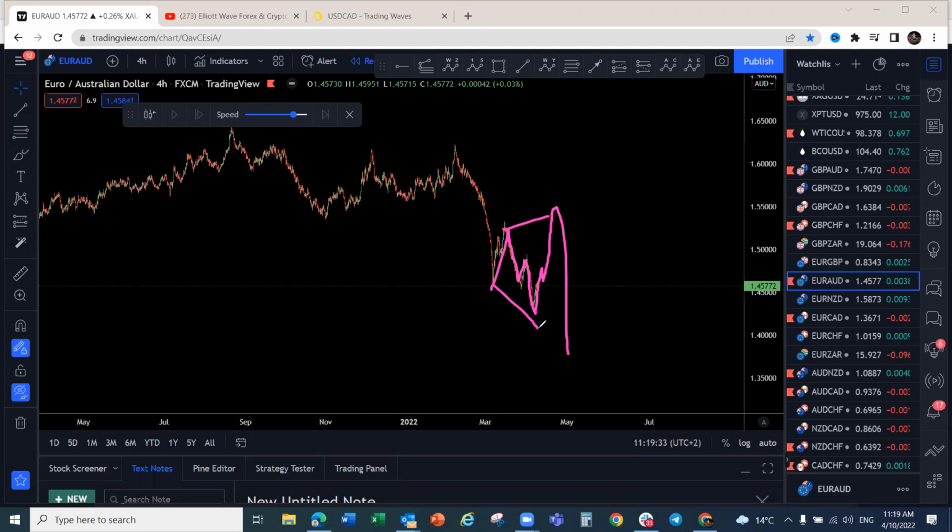So we'll be monitoring the euro pair. So that is euro AUD. We're looking at that. And then euro New Zealand is similar.